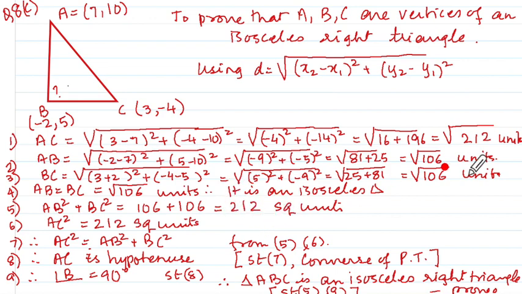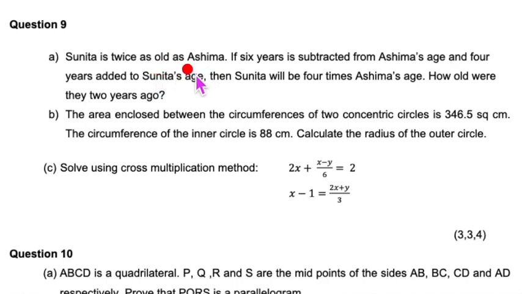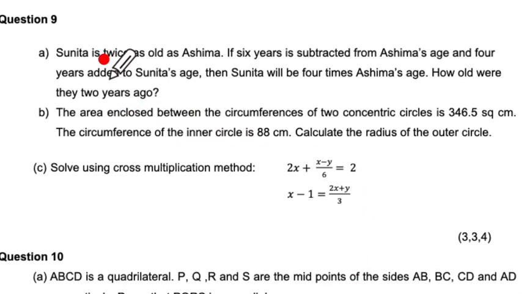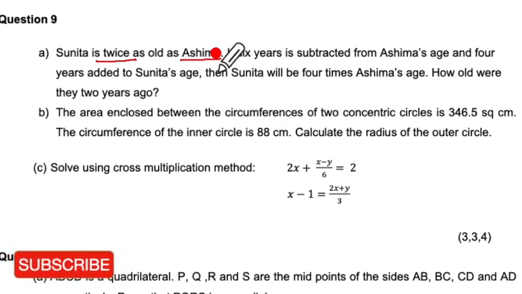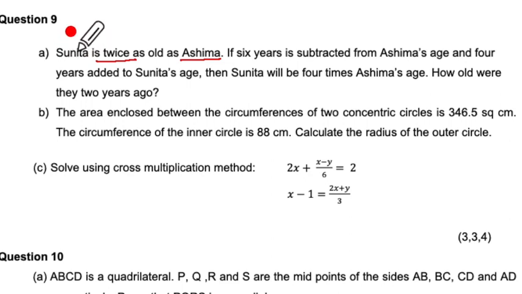We come to question 9. Sunita is twice as old as Ashima. If 6 years is subtracted from Ashima's age and 4 years added to Sunita's age, then Sunita will be 4 times Ashima's age. How old were they 2 years ago? So our first fact is that Sunita is twice as old as Ashima. Now if Sunita is twice as old, Sunita is the older one and Ashima is the younger one.